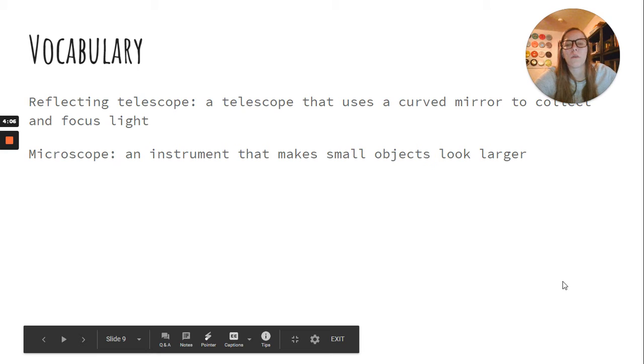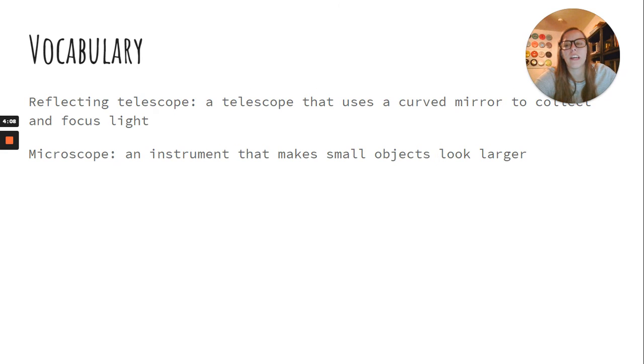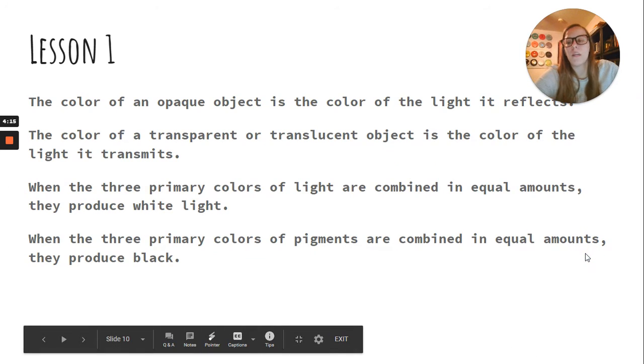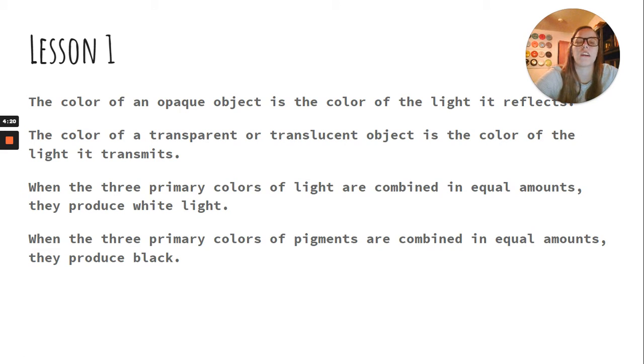Reflecting telescope, a telescope that uses a curved mirror to collect and focus light. And finally, a microscope, which is an instrument that makes small objects look larger. Key points from lesson 1. The color of an opaque object is the color of the light it reflects. The color of a transparent or translucent object is the color of the light it transmits. When the 3 primary colors of light are combined in equal amounts, they produce white light. When the 3 primary colors of pigments are combined in equal amounts, they produce black.